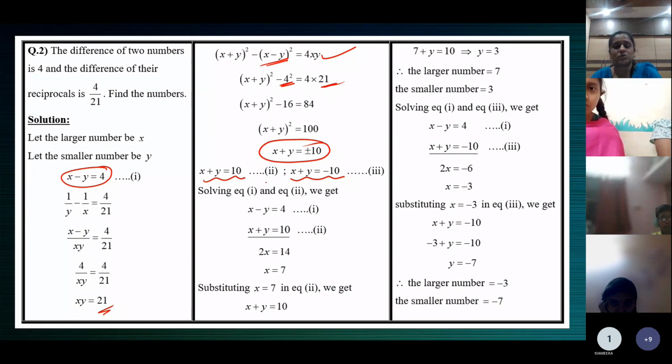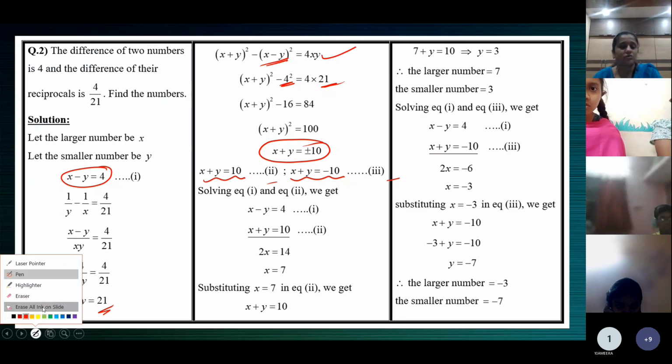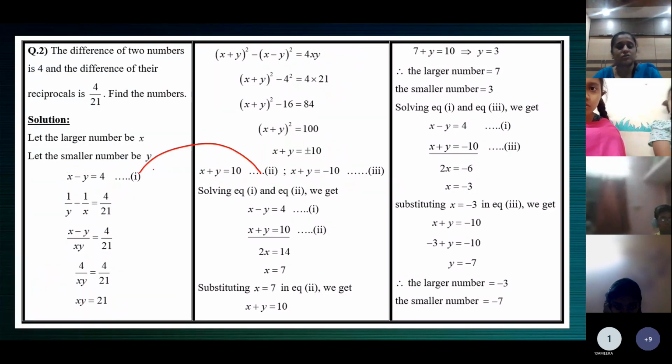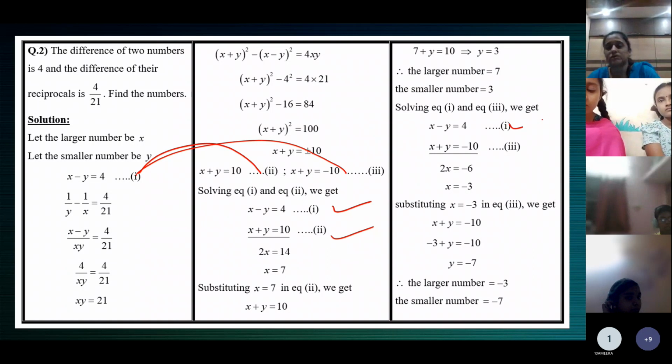So call them equations 2 and 3. We should not solve 2 and 3. Solve 1 and 2, and 1 and 3. See here, I'm solving 1 and 2. I'm solving 1 and 3. And find the two numbers. Please go through the slide, children.